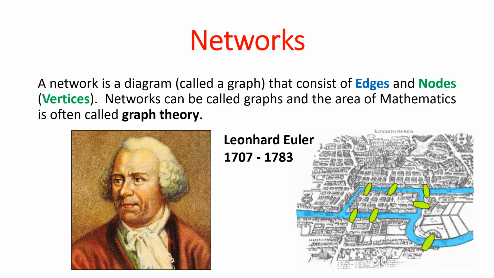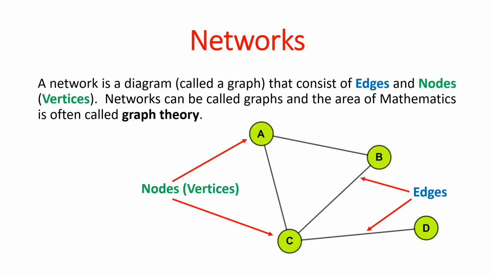Now we know a network is a diagram, which we often call graphs, that consists of edges and nodes or vertices. This topic can be called graphs, networks can be called graphs, and the area of mathematics is often called graph theory. Now a node is kind of like a point in a network, and an edge is a line that connects the nodes together.